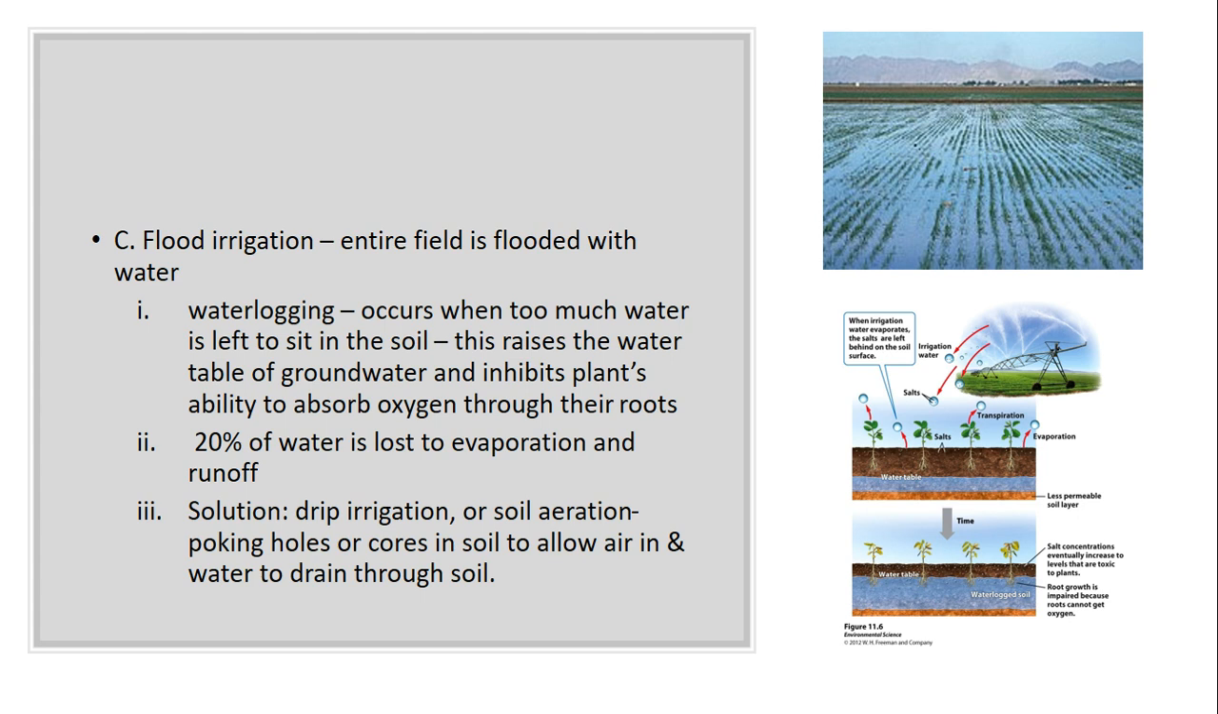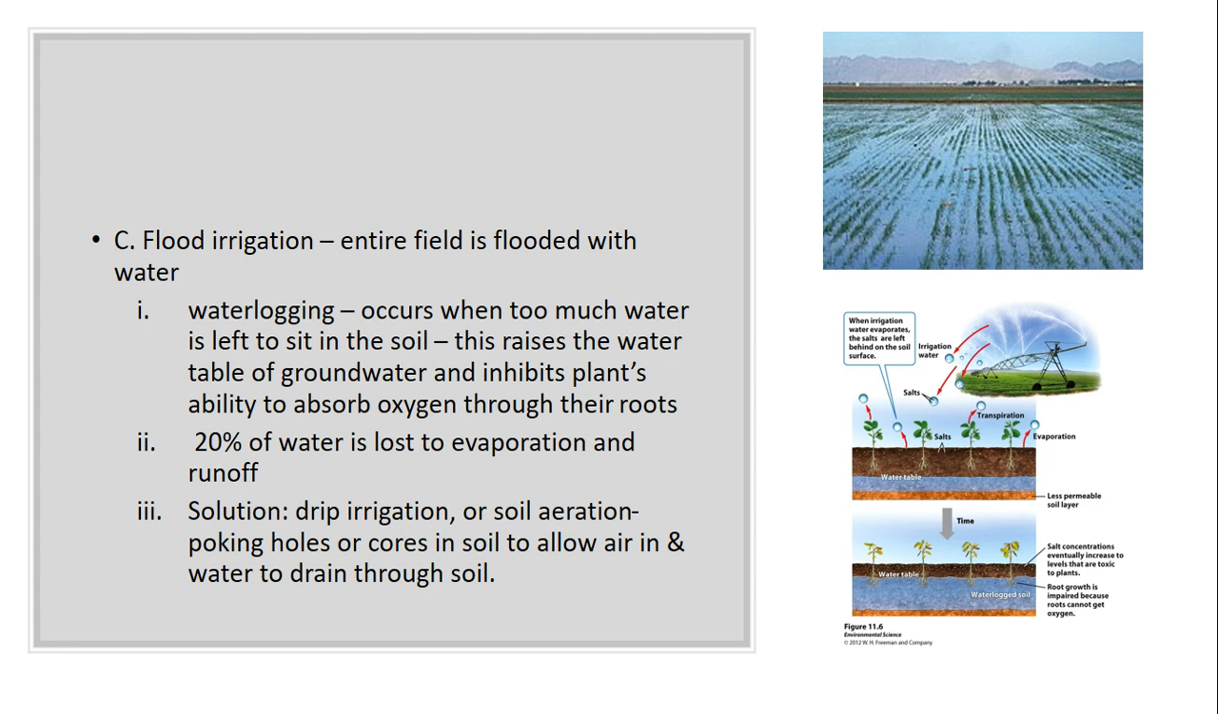What are some pros? What are some cons? Well, some cons: you can create a waterlogging situation where simply too much water is left to sit in the soil. This can raise the water table, or the amount of water found underground, and it can inhibit the plant's ability to absorb oxygen through their roots. Another con is that this is the method of irrigation where we see the most loss to evaporation and runoff, because we're simply flooding the field with water. We're not really targeting each crop with that water.